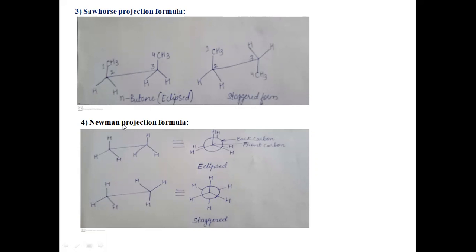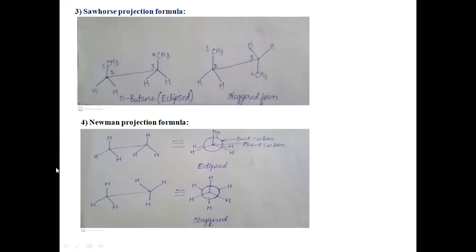Next one we have is the Newman projection formula. The fourth type of projection formula is the Newman projection formula. This formula also represents the spatial arrangement of all the groups present on the adjacent atoms, that is, the spatial relationship between all the groups bonded to the two adjacent carbon atoms.